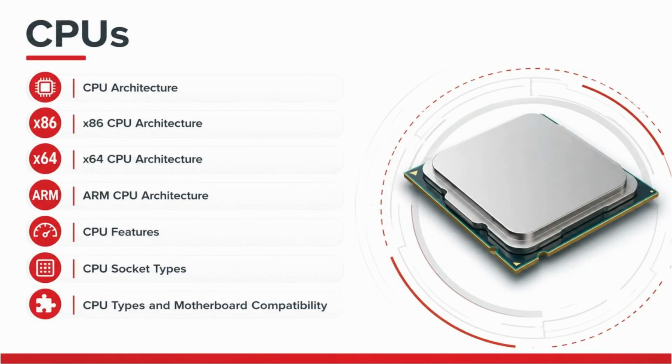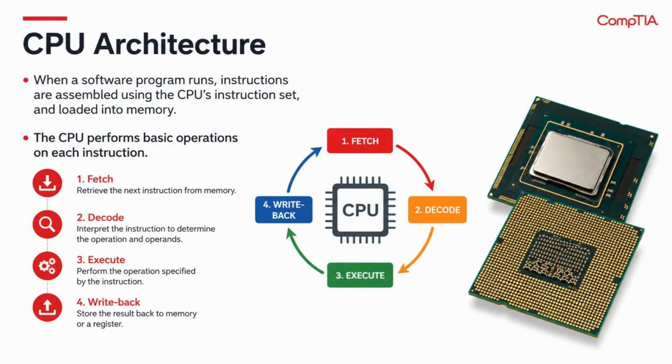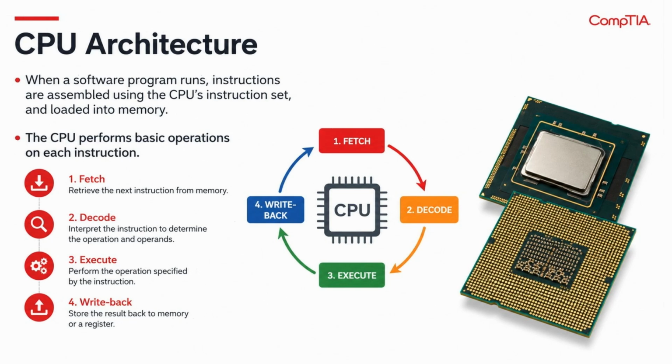Here's what this lesson covers: CPU architecture, including x86, x64, and ARM, CPU features, CPU socket types, and CPU to motherboard compatibility. When a software program runs, its instructions get assembled using the CPU's instruction set and loaded into memory. The CPU then performs 4 basic operations on each instruction in order: fetch, decode, execute, and write back. That 4-step cycle is the foundation of everything a CPU does.